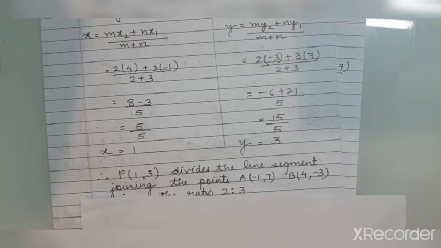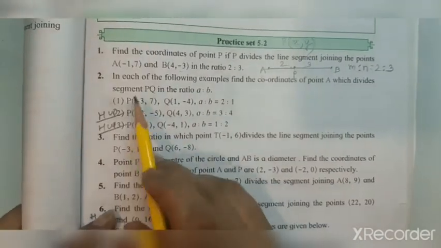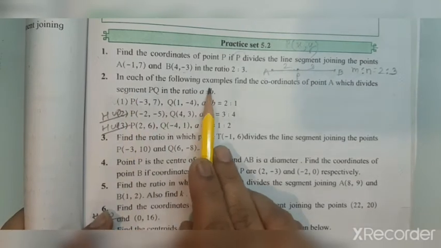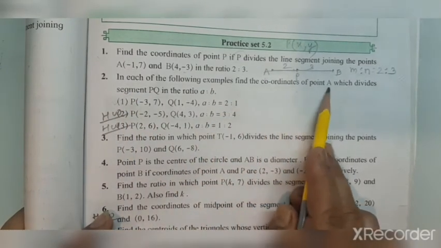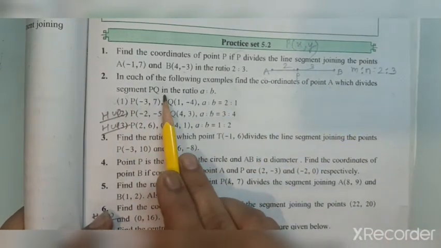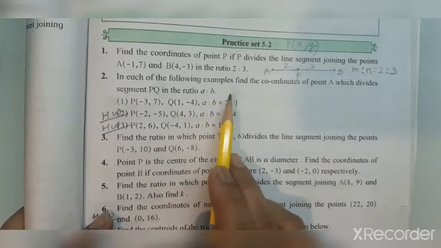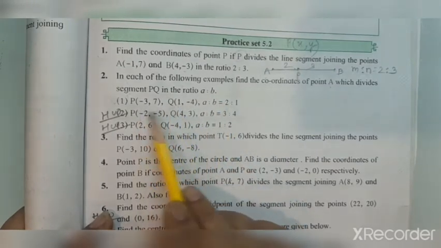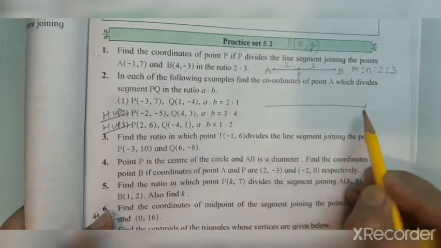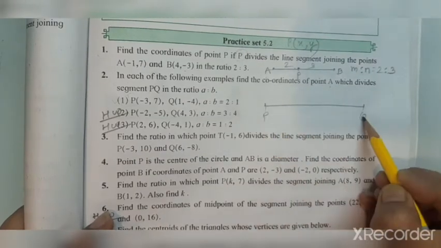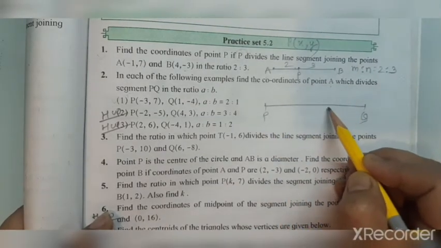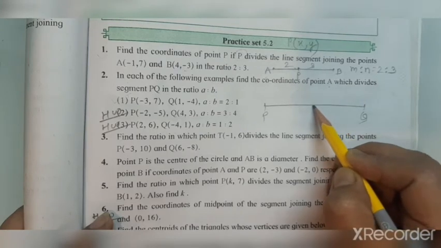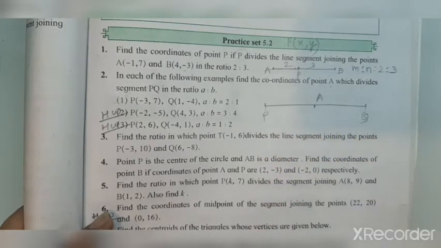Okay, now we move to the second sum in problem set 5.2. Here you'll see, in each of the following examples, find the coordinates of point A which divides the segment PQ in the ratio a is to b. Now here P and Q is a segment given, and there is a point A which is dividing the segment in the ratio.